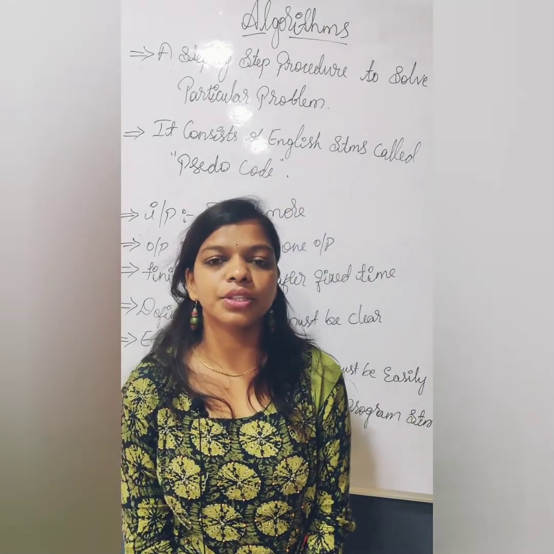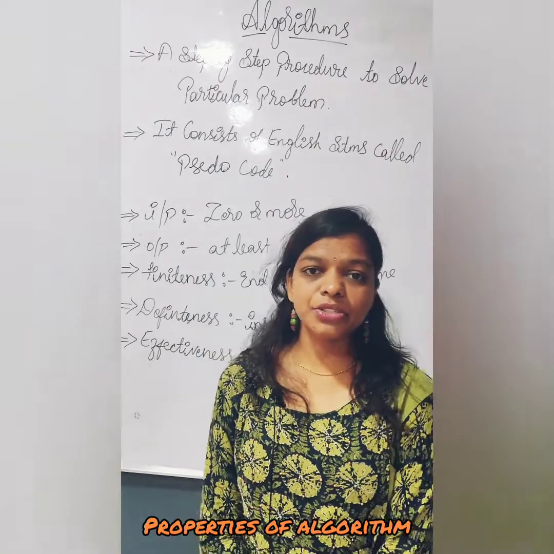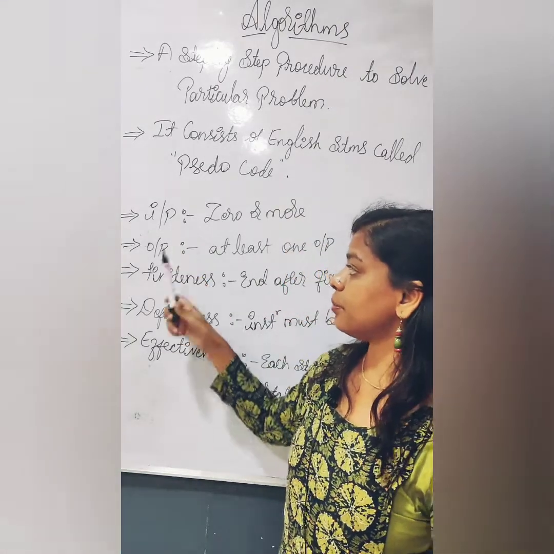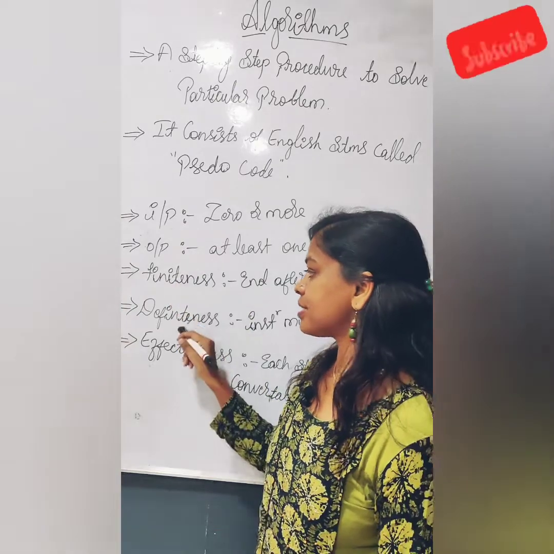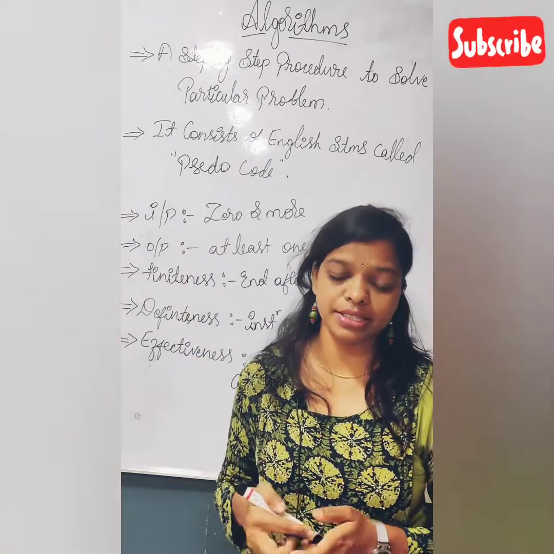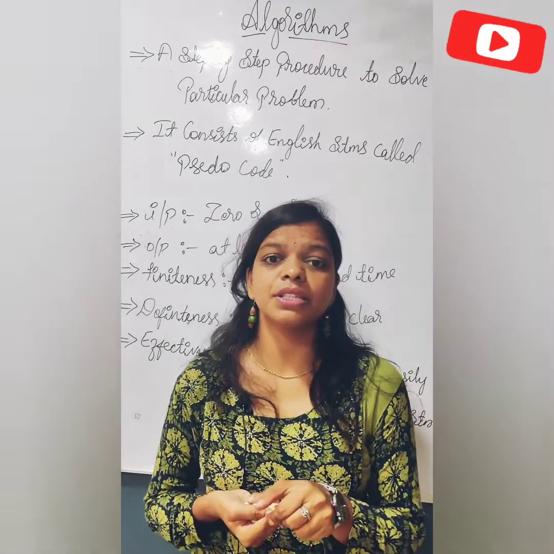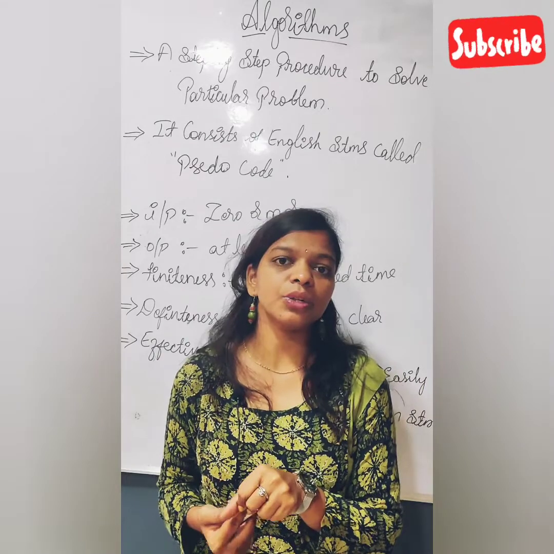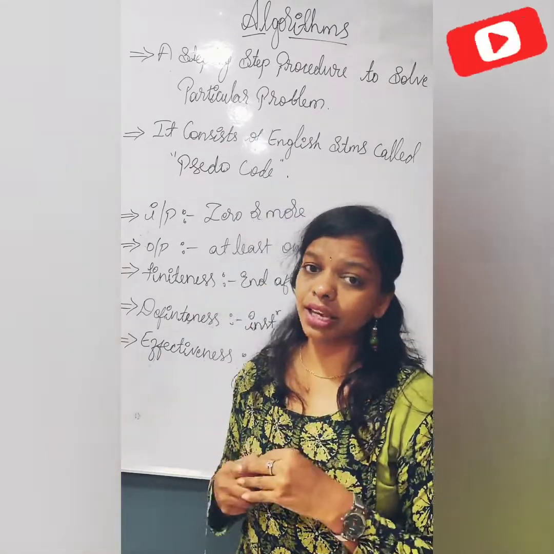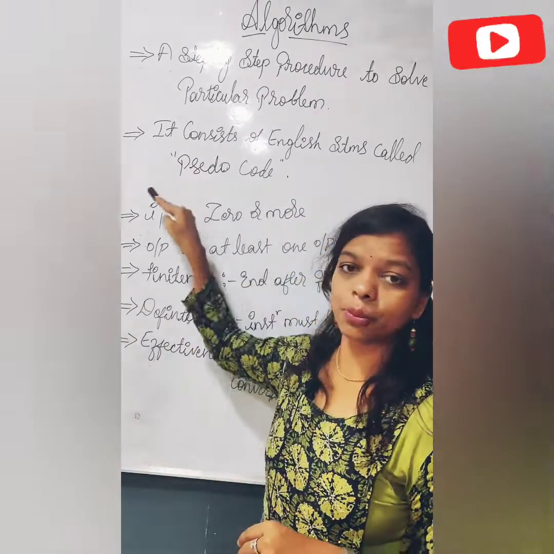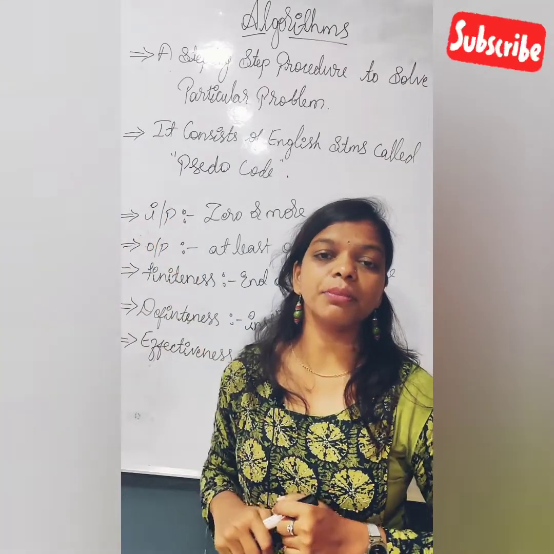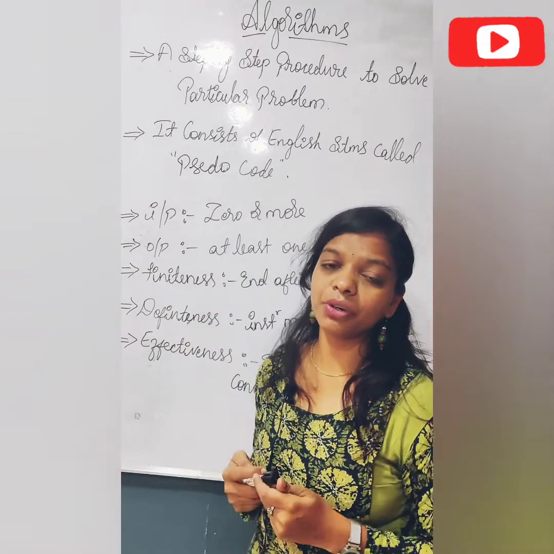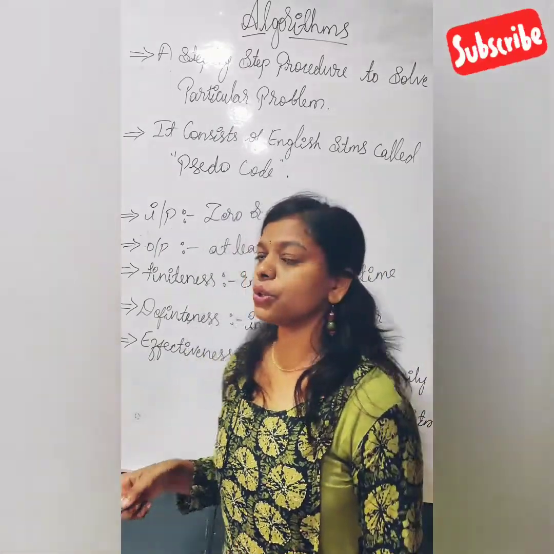Again, in writing the algorithm, we have properties. The properties of an algorithm consist of 5 things: first one is input, second one is output, then finiteness, definiteness and effectiveness. Without these 5 properties, the algorithm cannot be written. While writing the algorithm, we have to check whether it has all these 5 properties. Every algorithm must and should have all these 5 properties. Now let us see one by one how these properties are used.